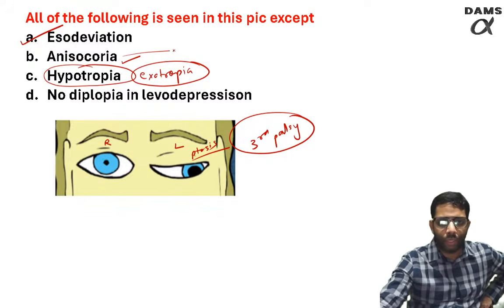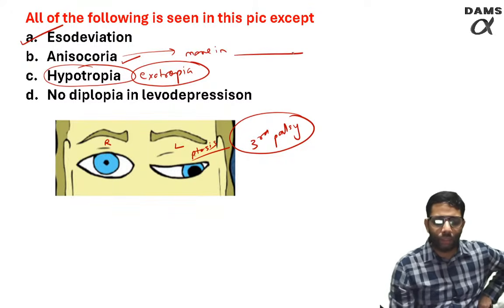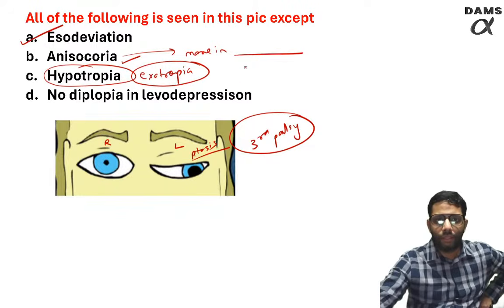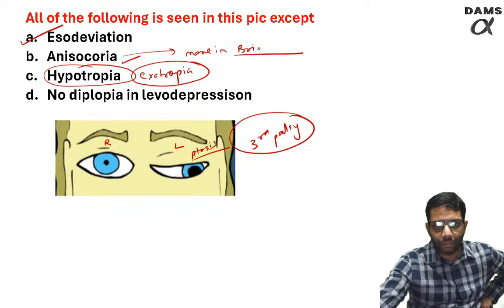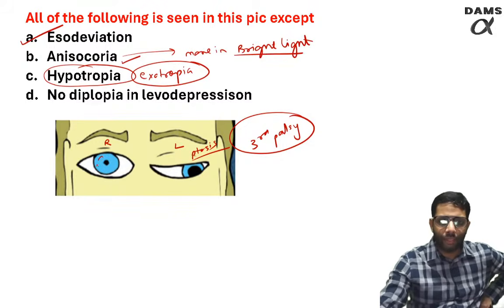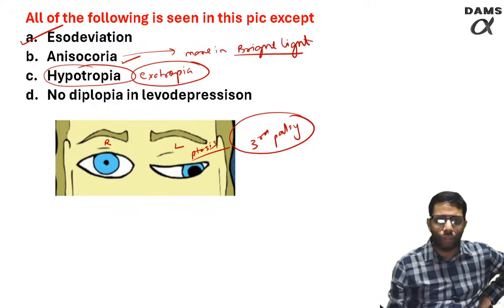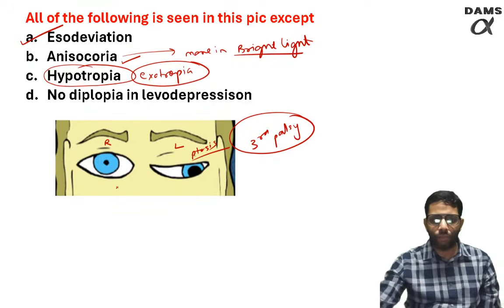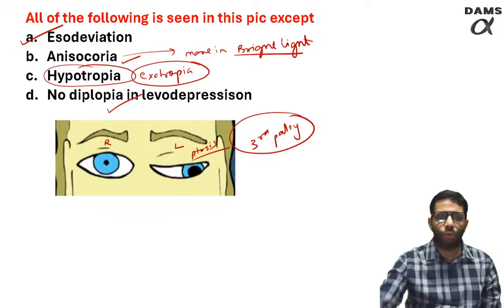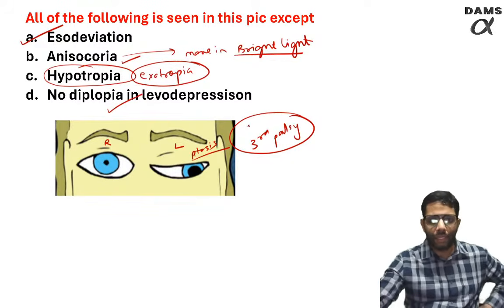In which light condition is this anisochorea more? More in bright light or in the dark? More in bright light. Why? Because in the dark the right pupil will also dilate and anisochorea won't be seen. In light, the affected pupil is not able to constrict. And there is no diplopia when the patient looks in levodepression, meaning left and down, because both eyes will be parallel. There is no diplopia in left third nerve palsy in levodepression.